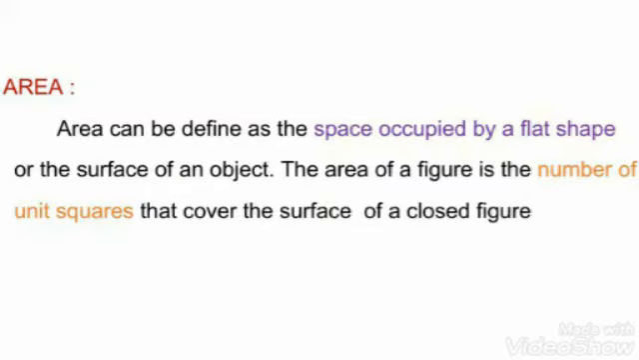What is meant by area? Area can be defined as the space occupied by a flat shape or the surface of an object. The area of a figure is the number of unit squares that cover the surface of a closed figure. That is, area means what? The space occupied inside the shape.